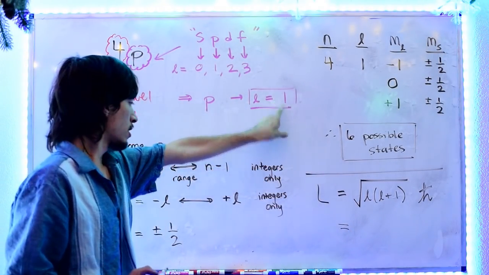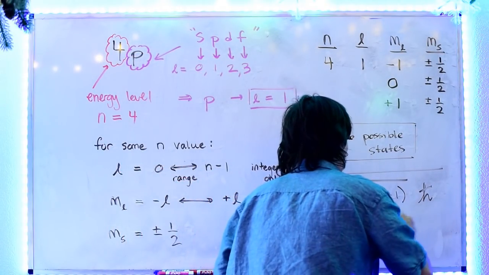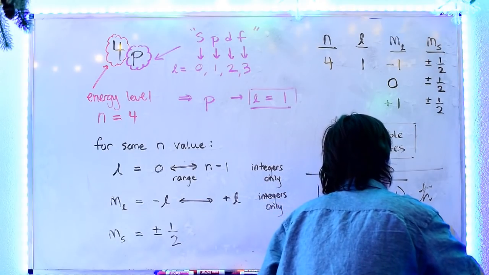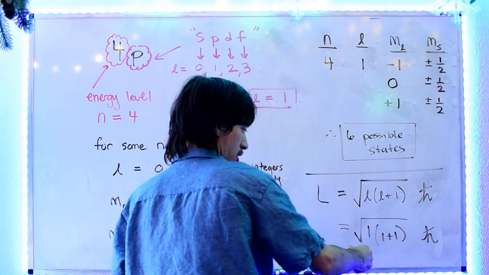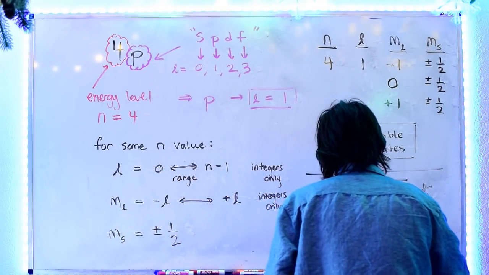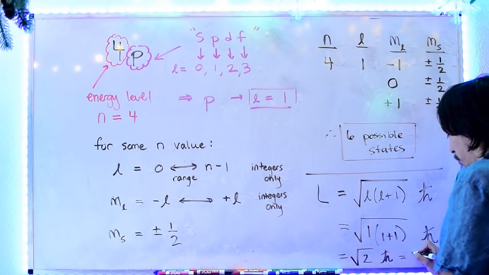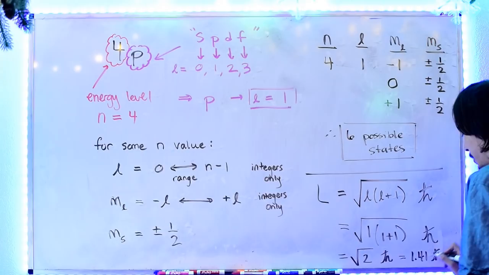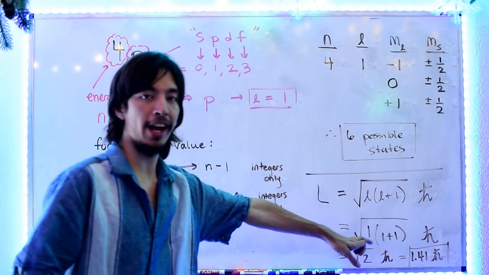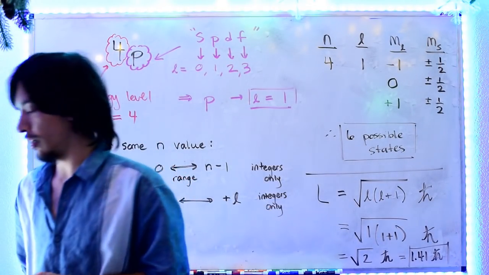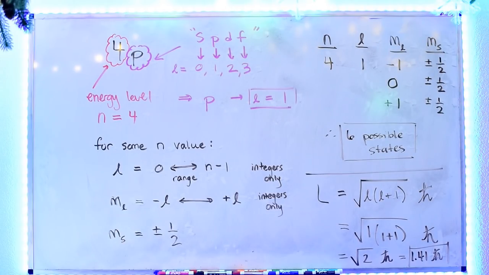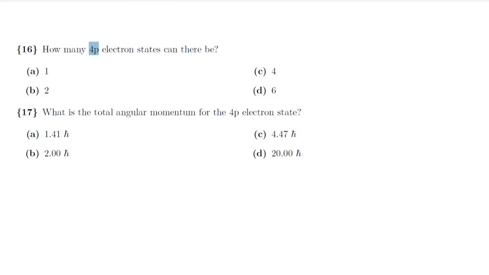So all I want to do is say, for the 4p state, well, p means that l is equal to 1, so I plug in 1, and I have 1 times 1 plus 1, times h bar, which ends up being 1 times 2, which is the square root of 2, h bar. But that square root of 2 is just 1.41, times h bar. So the total angular momentum for that state is 1.41 h bar. So the answer to 16 was D. And the answer to 17, the last one, is 1.41 h bar.